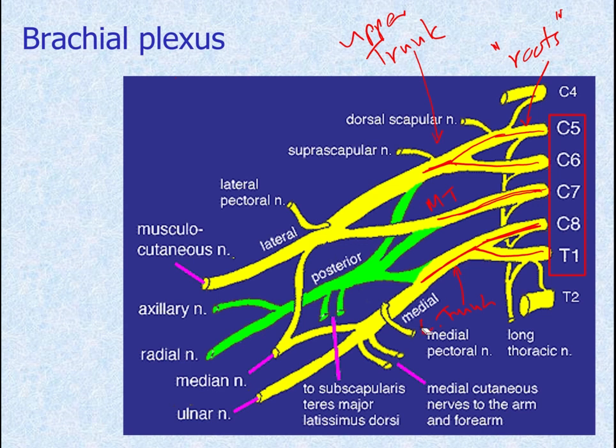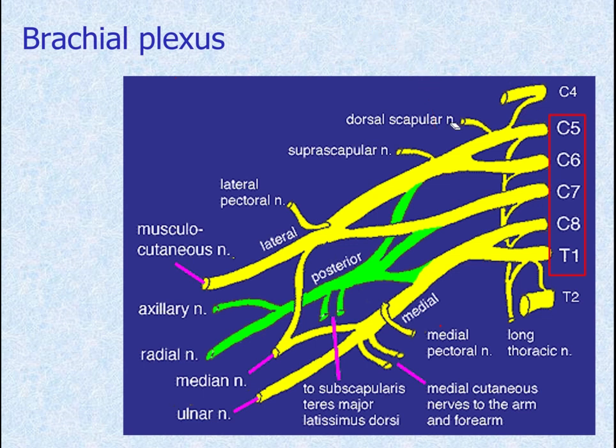So upper two roots of brachial plexus unite and form the upper trunk. Middle root of the brachial plexus C7 continues as the middle trunk, and the lower two roots C8 and T1 combine and form the lower trunk. So you have trunks here, you have roots here, and trunks here. Then each of these trunks, upper, middle and lower trunks, divides into an anterior division and a posterior division. This is the anterior division, this is the posterior division, and the middle one, which continued, also divides into an anterior and a posterior division, and this one also divides into an anterior division and a posterior division.